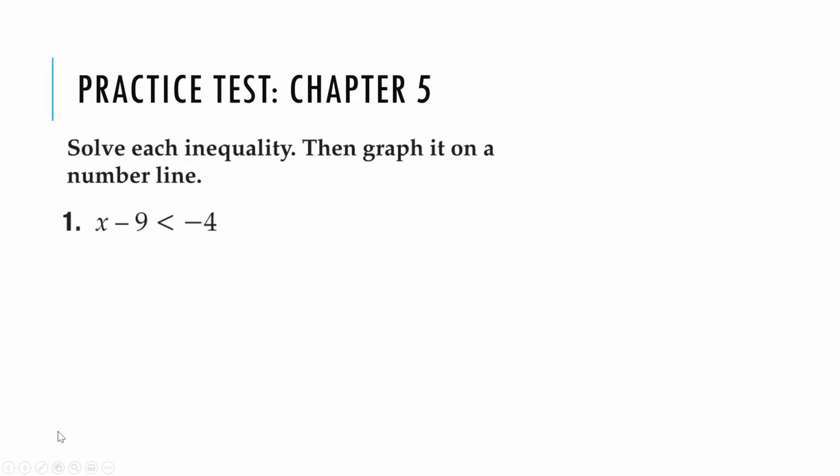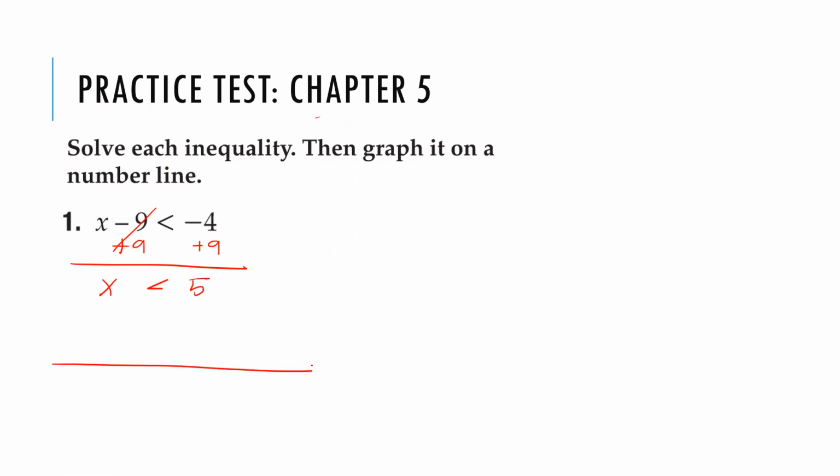So number one says to solve each inequality and then graph it on a number line. Okay, so first here, this says x minus 9 is less than negative 4. So we do the inverse or the opposite. Instead of subtracting 9, I'm going to add 9 to both sides. So I end up with x is less than 5.